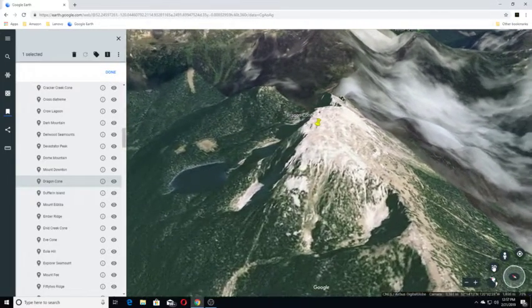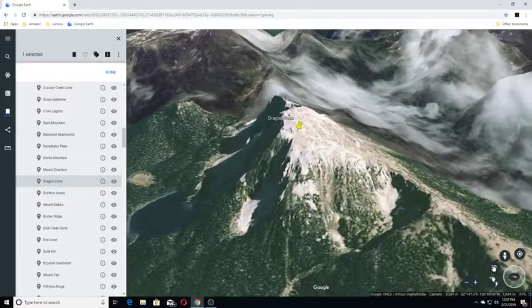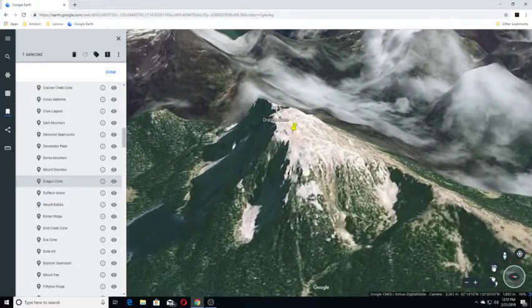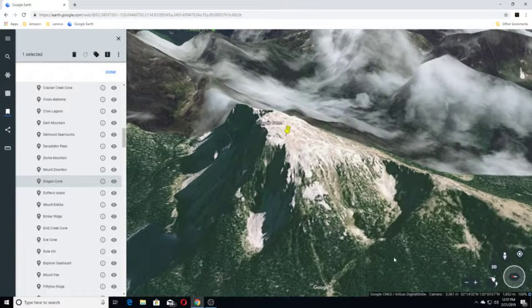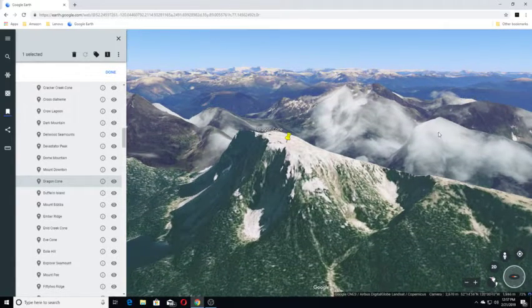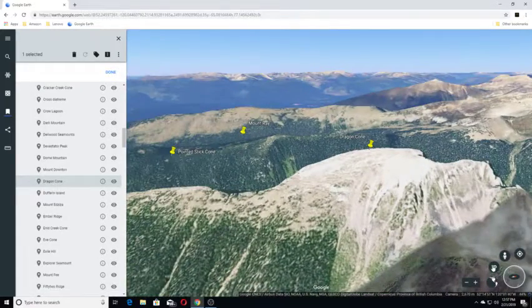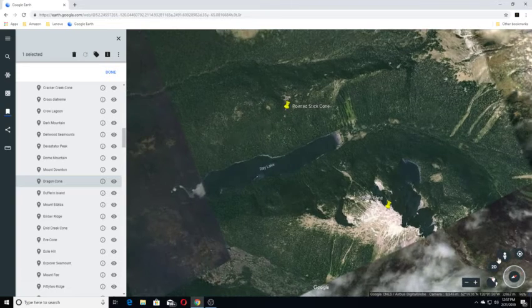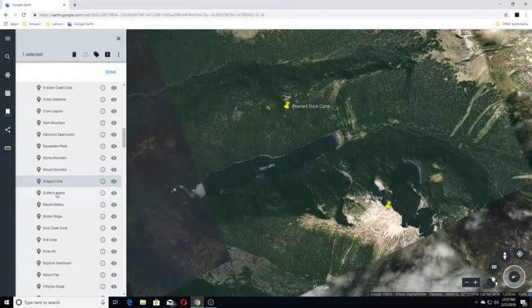Dragon Cone is a monogenic cinder cone located in Wells Gray Provincial Park in east central British Columbia. Isn't that gorgeous? Let's see if we get a tilt view here. You can see how high it is. These are clouds. Looks like clouds over here. And I wonder if there might be a view here. And there doesn't appear to be. So we are moving on to our next one, which is Dufferin Island.